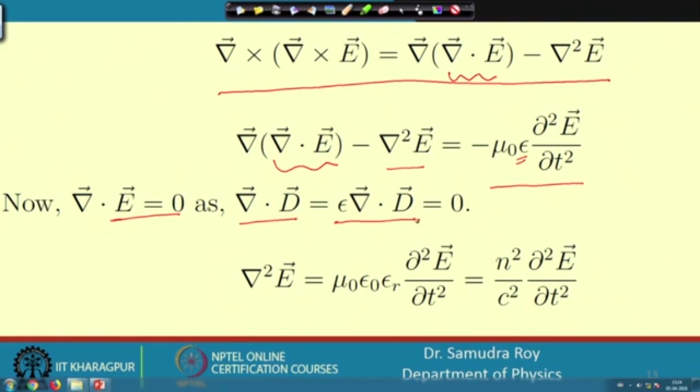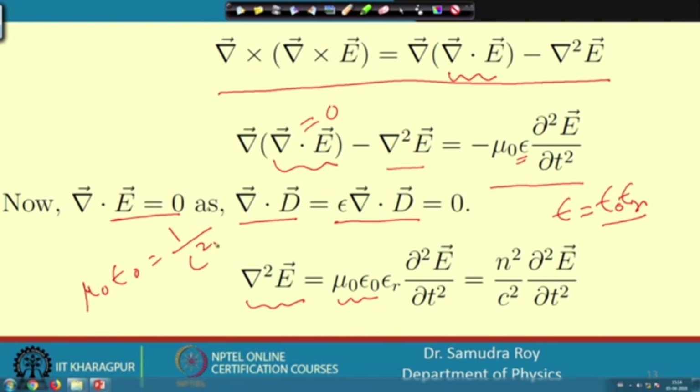And now, if that is the case, then finally I can have del square E equal to mu epsilon del 2 E del T square. You may remember that epsilon was defined as epsilon 0 into epsilon r. So, I replace epsilon with epsilon 0 epsilon r, and mu 0 epsilon 0 is nothing but 1 divided by c square, where c is the velocity of light. Then I will have n square divided by c square. Again, epsilon r is equal to n square, which we have also done in the previous slide.